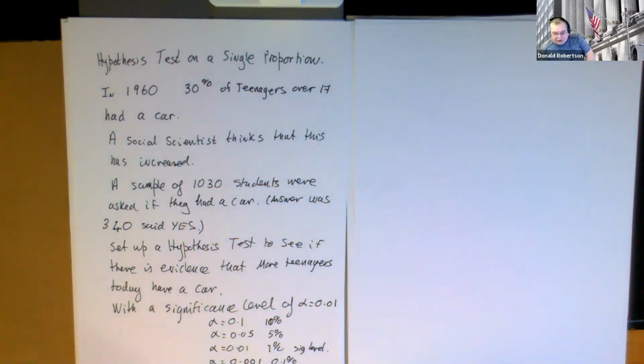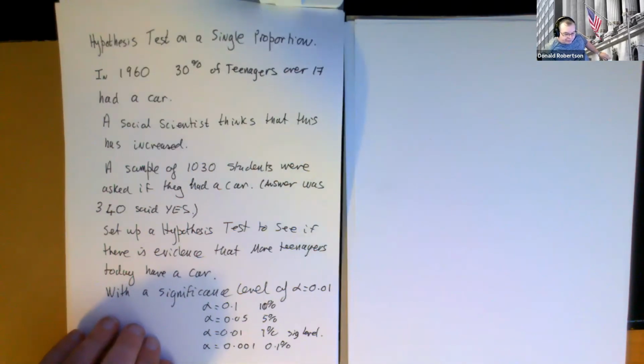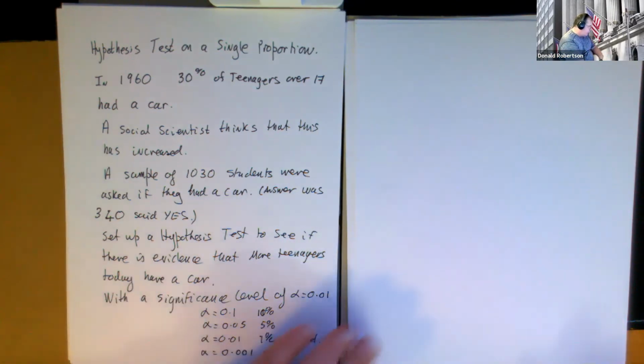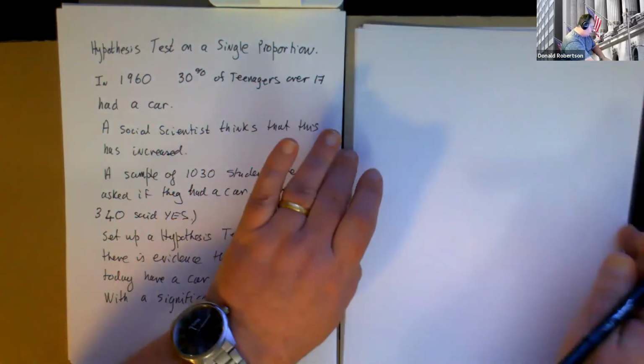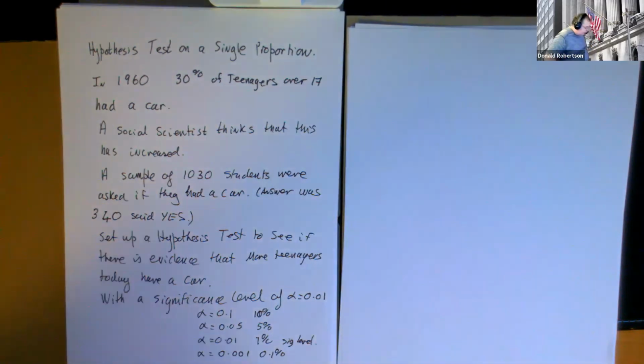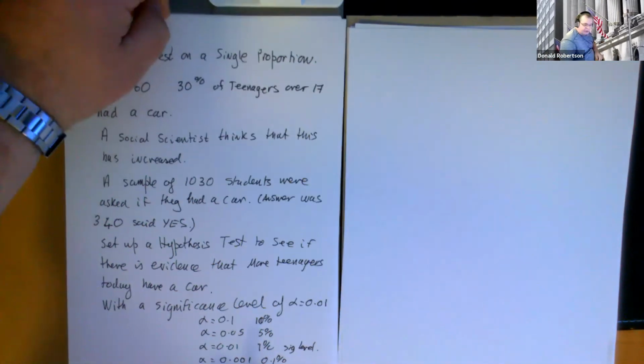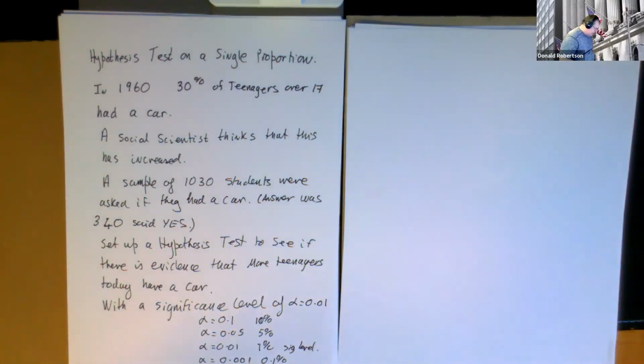If you make alpha 0.001, you can actually get a significance level of 0.1%, which means that only 1 in 1,000 times will you be wrong. So significance level is very important at the end, and it also gives you some idea of whether you should sell your house and buy those shares or whatever, based on what they tell you.